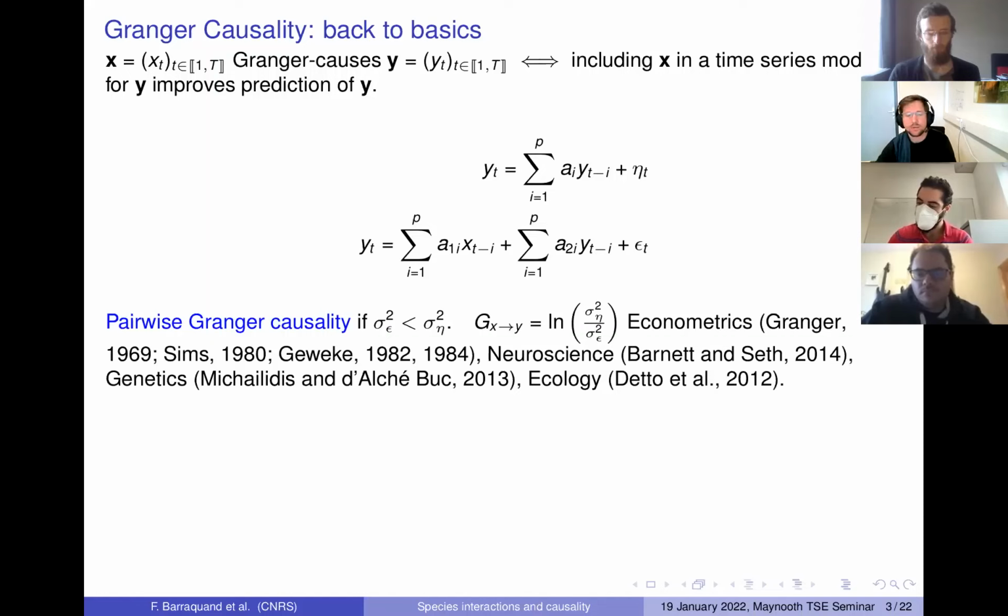You can then create a measure of effect size by using the logarithm of the ratio of the variances. And this is something that's been done a lot, both in econometrics, where you have figures such as Granger, Sims, and Geweke who use this a lot, and also in neuroscience. In neuroscience, there's quite often spectral versions of these techniques, but it has also been used in genetics and a little bit in ecology as well.